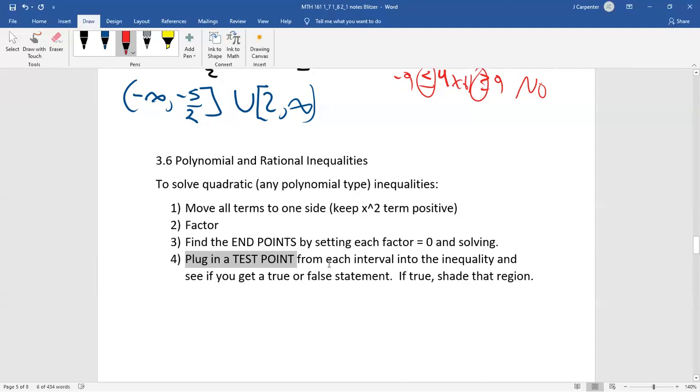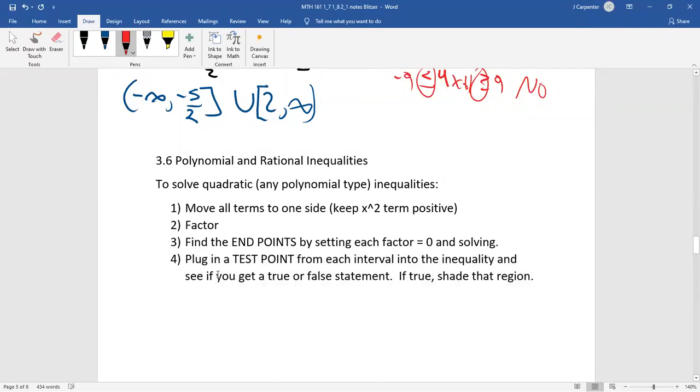So plug in a test point from each interval into the inequality and see if you get a true or false statement. If it's true, that means all numbers work in that region, which means you shade all numbers in that region. If it's false, it means that number doesn't work, which means all numbers in that region don't work, so you don't shade it. This is a very simple concept, and students just roadblock here and they go, well, if it's true, do I shade or do I not shade? Simple logic. Think about it. If it's true, that means it works. Shade it. Think. Turn those brains on. Let's use them.